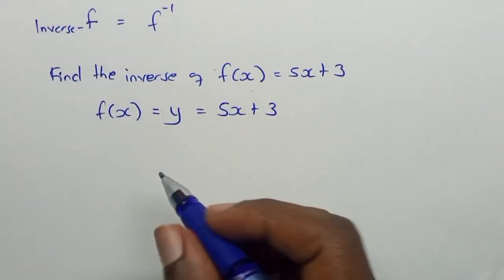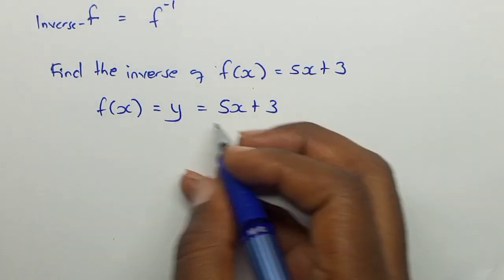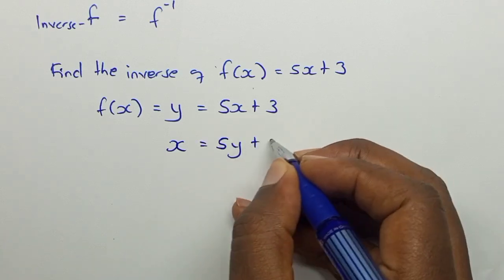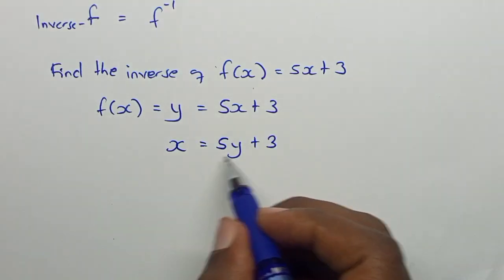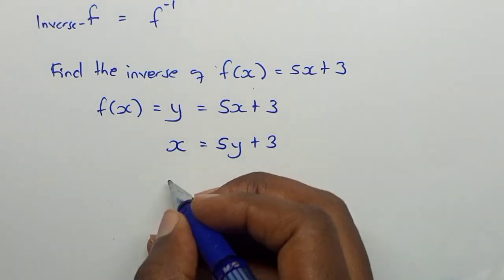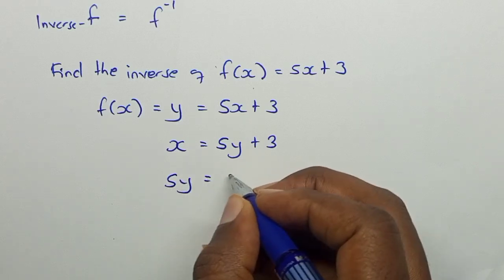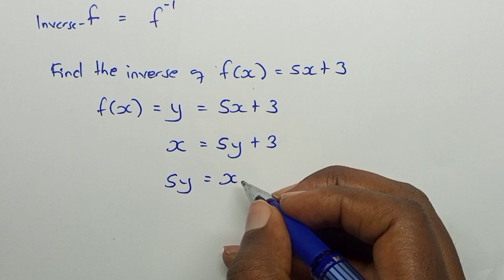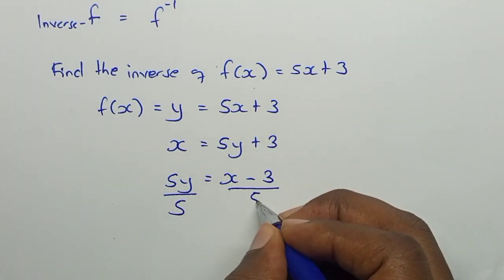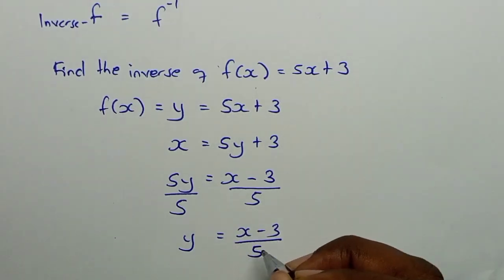Now the next step is to interchange x and y. They switch places. Since we have y equals this, we shall have x equals 5y plus 3. And so you solve for y, you make y the subject. So here we shall have 5y equals x minus 3. Divide both sides by 5, and therefore y equals x minus 3 over 5.